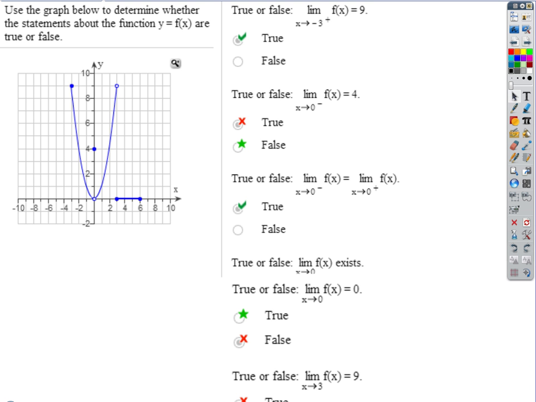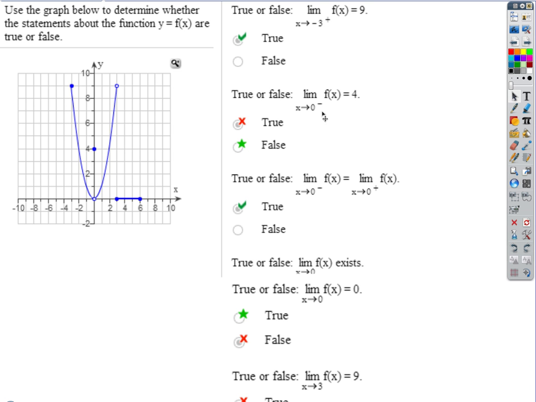True or false? The limit of f of x, graphed in blue, as x approaches negative 3 plus, what's that plus sign mean? From the right, equals 9. So there's negative 3. Is that true? Yeah, it is. As an ant's walking along this function, he anticipates stepping on a y value of 9, right? That's true.